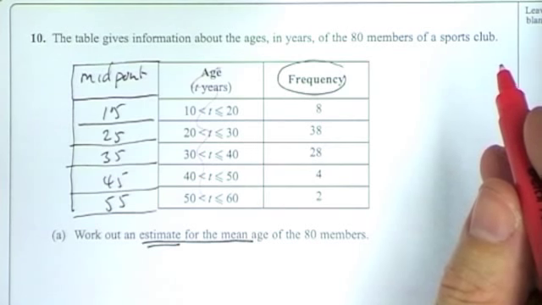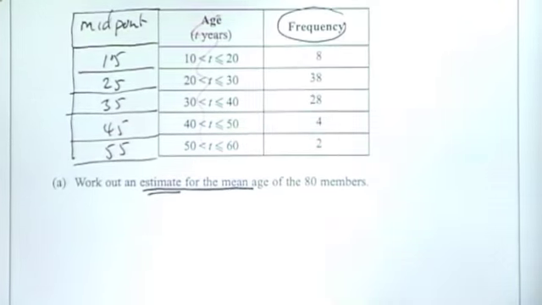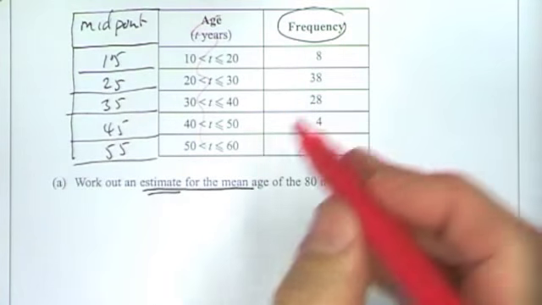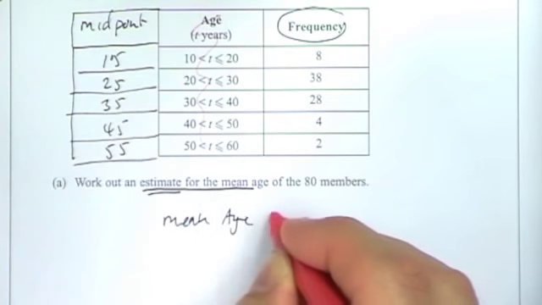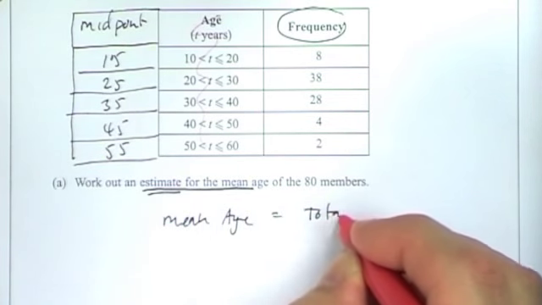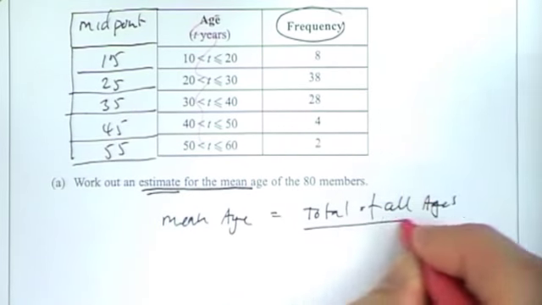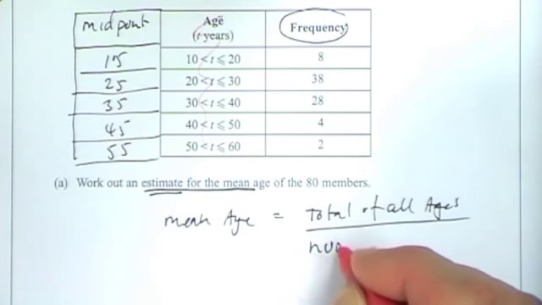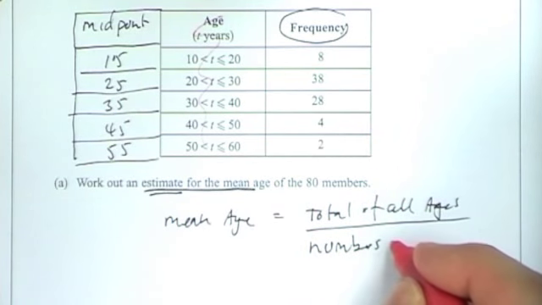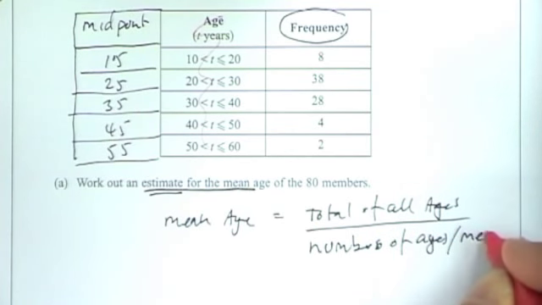And we now need to find the estimate for the mean. The estimate of the mean is going to be, it's the age, so the mean age is going to be the total of all the ages divided by the number of ages, which is the number of members. Each of them has one age.